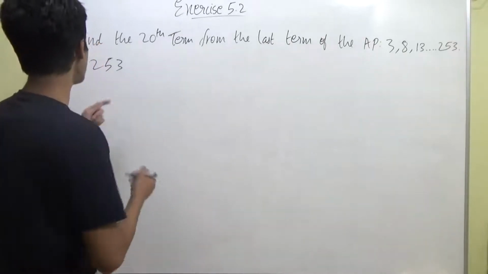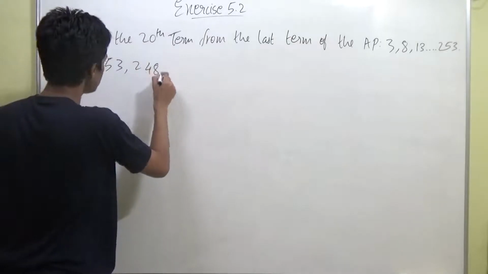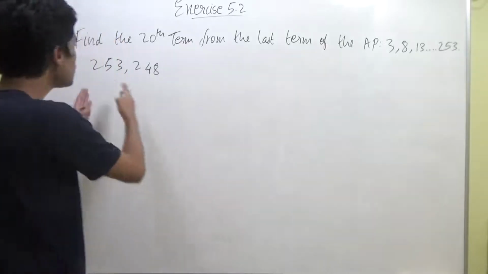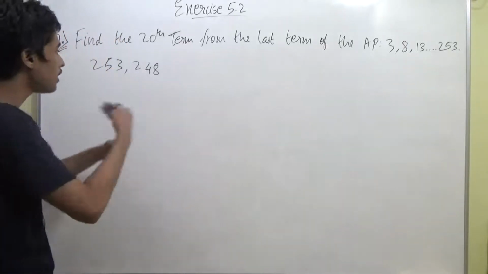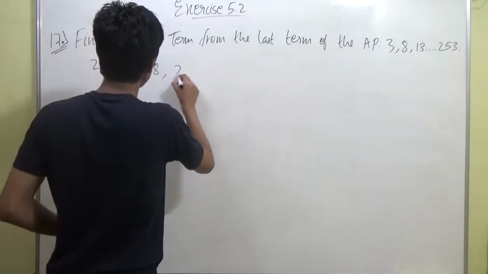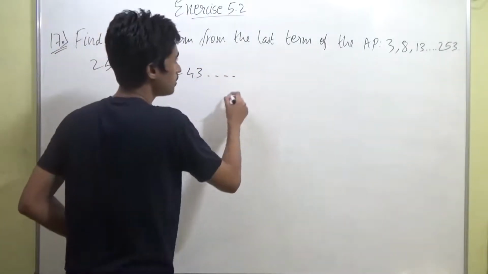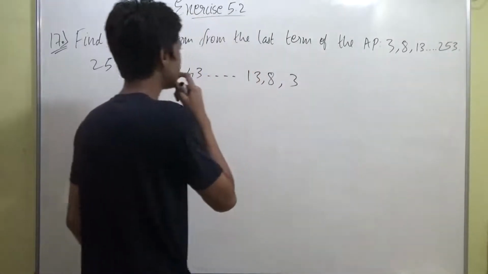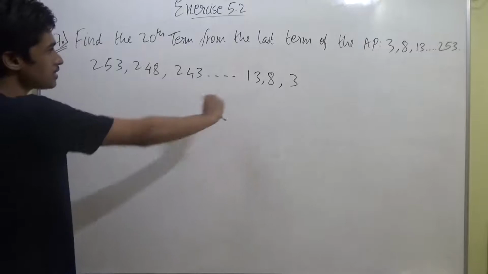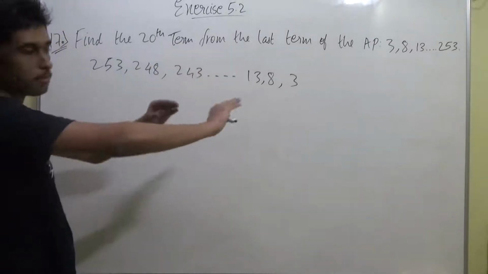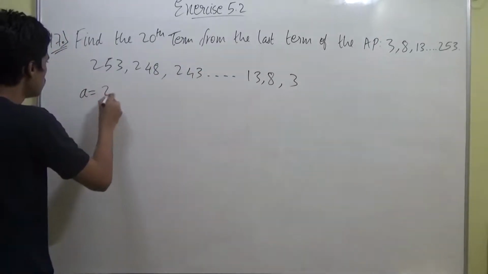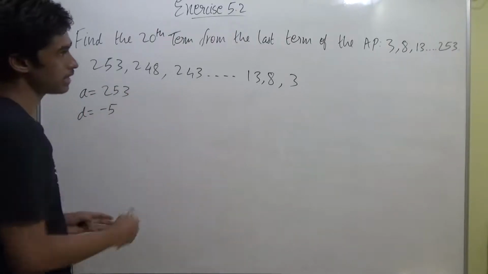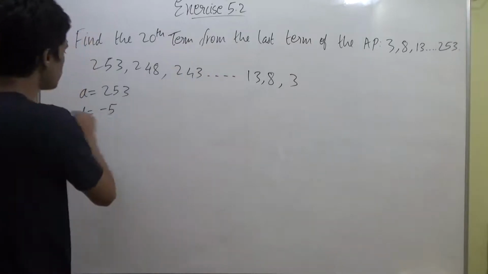So if you see, this is going to become 248. There it was increasing with 5, right? The common difference was increasing with 5. Here, since we are writing from the last, we have to decrease it by 5, and so on: 13, 8, 3. Getting it, guys? As simple as that. This is the same AP in reverse format. Here a becomes equal to 253, d becomes equal to minus 5 because it's getting reduced, right? There it was plus 5, but here it's minus 5.